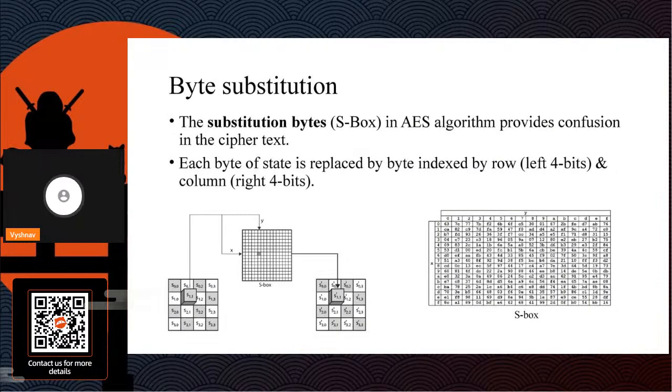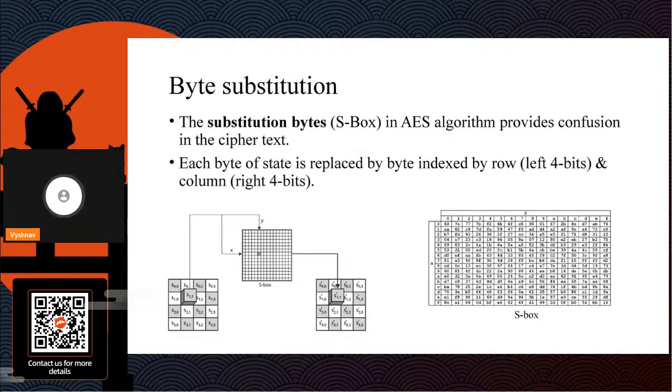So the first round is byte substitution. So what is a byte substitution? In the byte substitution round, the substitution bytes S-box in the AES algorithm provides confusion in the ciphertext. Here, basically, each byte of the state is replaced by a byte indexed by the row, left 4 bits, and the column, right 4 bits.